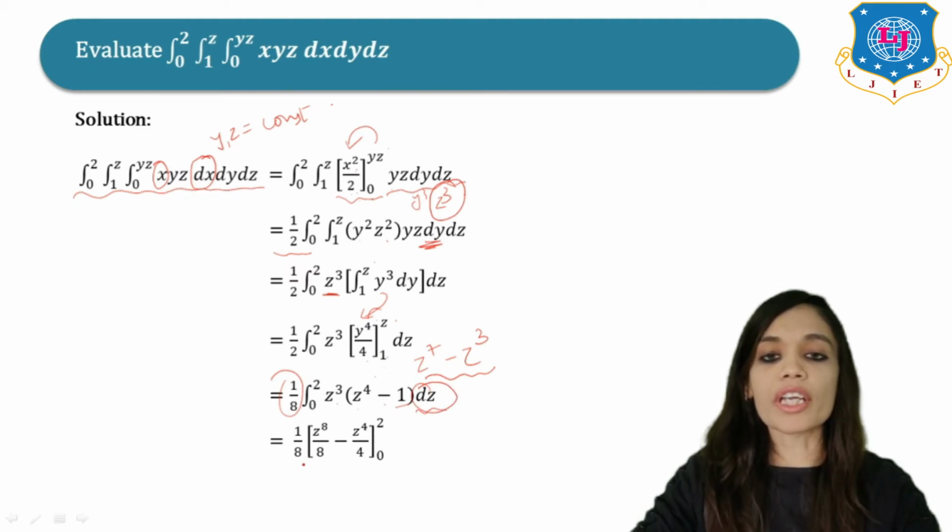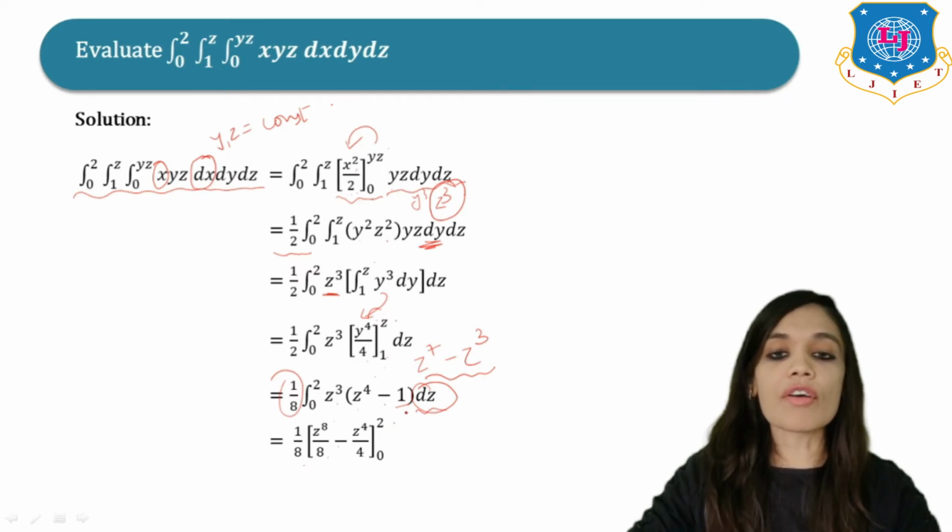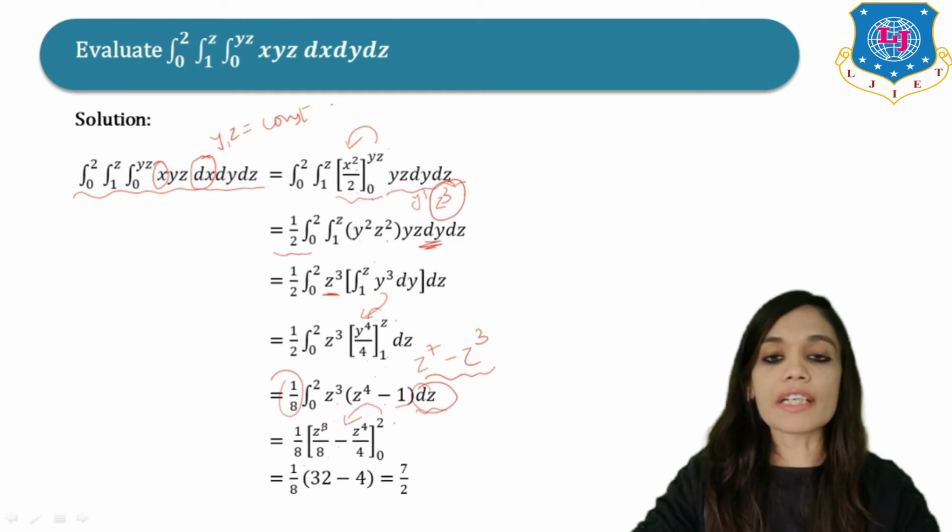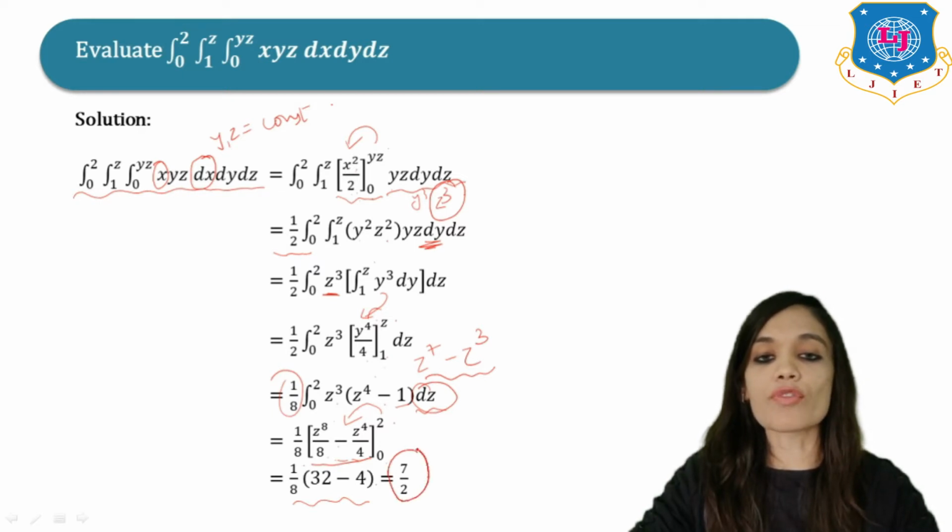So 1 upon 8 will remain as it is. Integration of z raised to 7 will be z raised to 8 upon 8, minus integration of z cube, which will be z raised to 4 upon 4, and your limits are 0 to 2. Now let us substitute the limit. If you put 2, here we will get 32 minus 4, and if you put 0, the total answer will be 0. On simplifying this, finally you will get the answer of the triple integral as 7 upon 2.